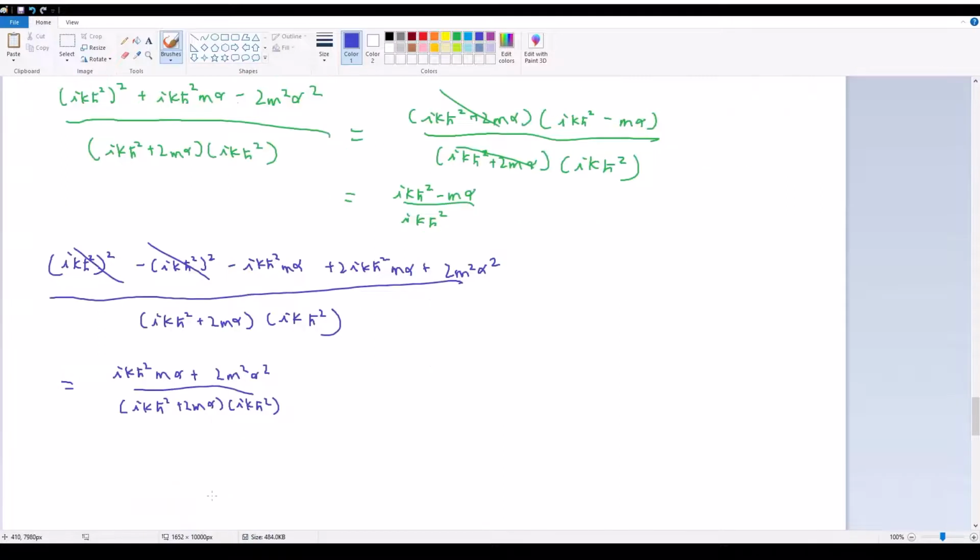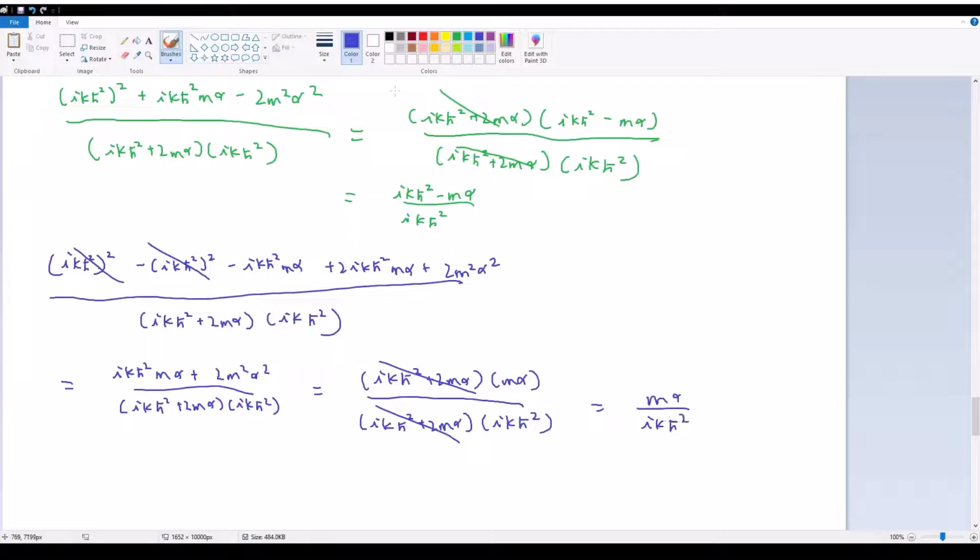Now immediately here I see I can distribute out an m alpha, so I get ik ħ² plus 2m alpha at the top multiplied by m alpha, and at the bottom I get ik ħ² plus 2m alpha multiplied by ik ħ². These two terms instantly cancel. I get m alpha over ik ħ².